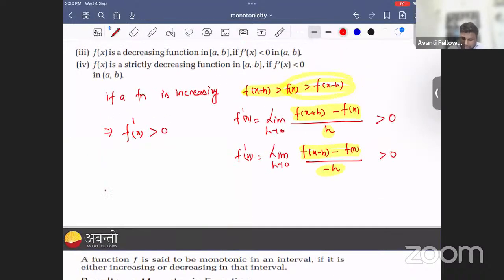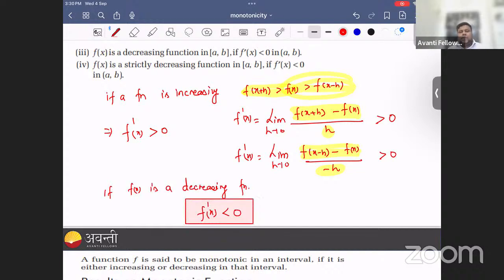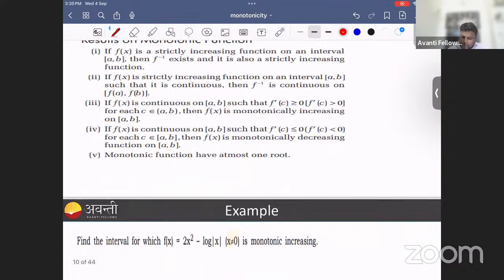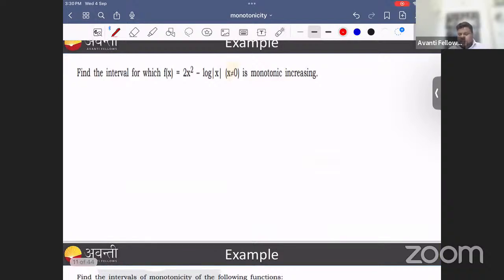And similarly, if f(x) is a decreasing function, its derivative is going to be less than 0. Am I correct? If f(x) is a decreasing function, its derivative is going to be less than 0. Now let's see one or two examples first, then go forward.